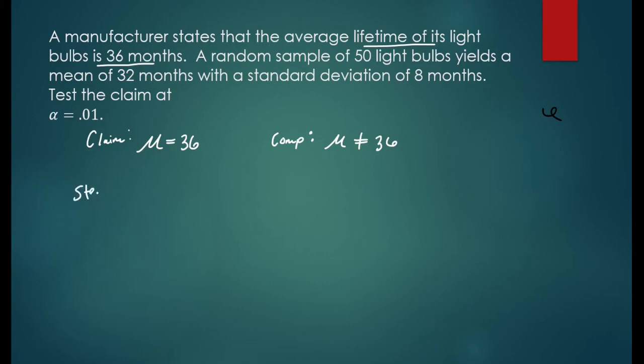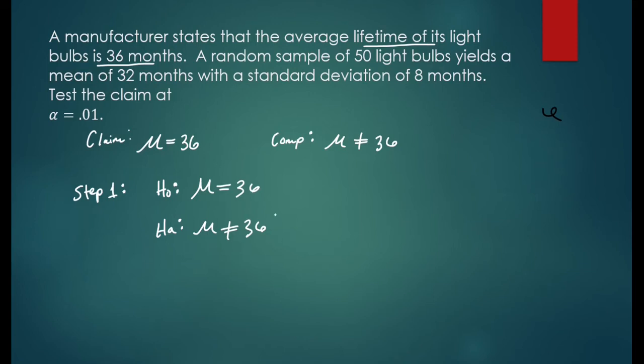Step 1, I have to decide which one is the null hypothesis and the alternative hypothesis. Recall the null hypothesis is always the one with the equal sign. So the mean is equal to 36, and the alternative hypothesis must be the mean is not equal to 36.